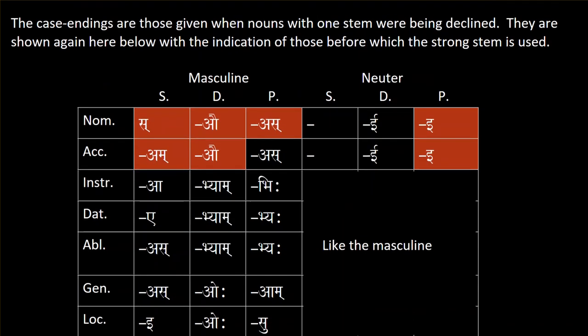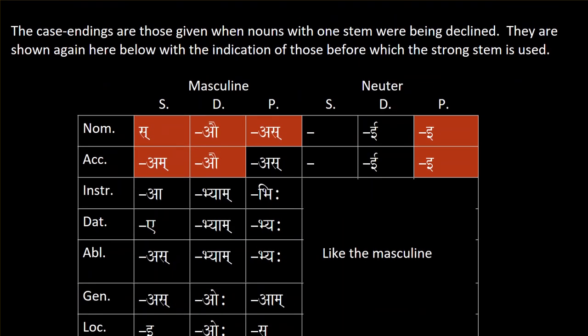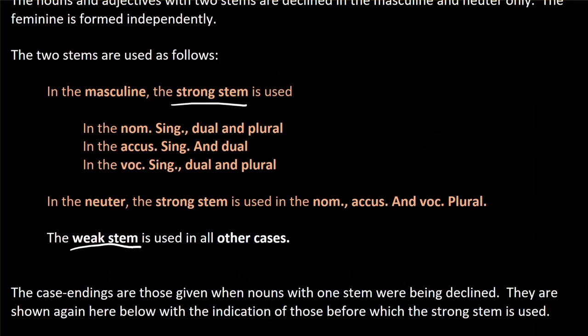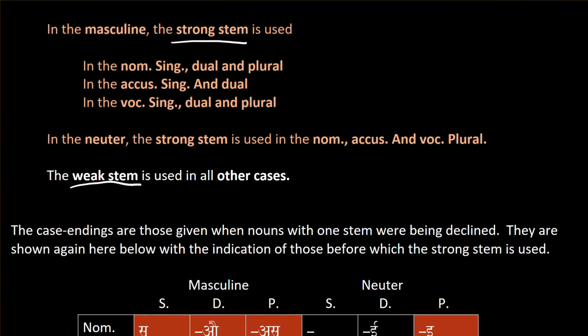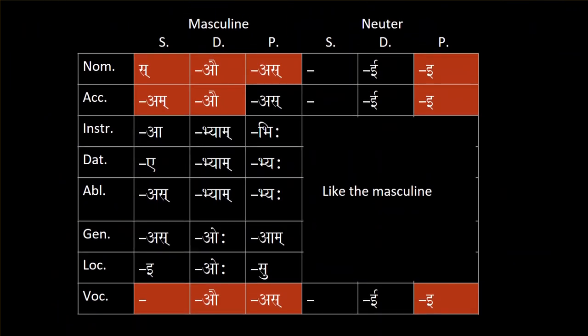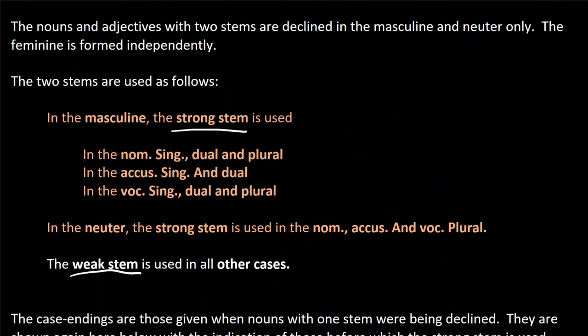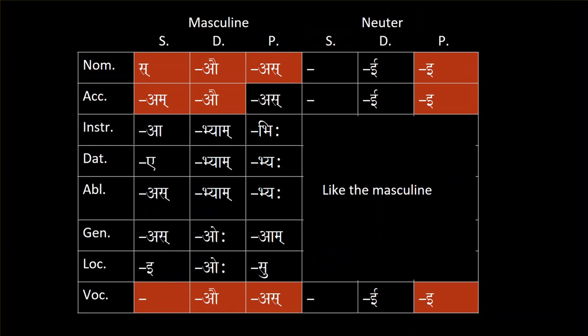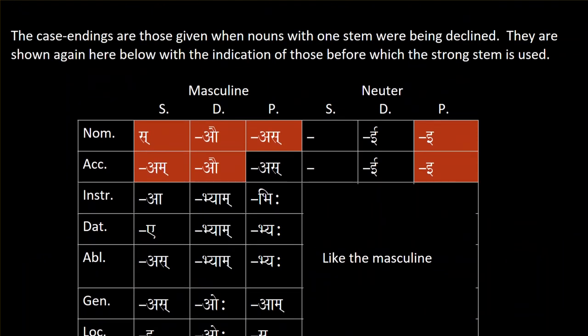And as you can see in the top here, it says the case endings are those given when nouns with one stem were being declined. They are shown again here below, with an indication of those before which the strong stem is used. So again, the strong stems are highlighted here in red and orange, coordinating in colors here in the table. And the rest that are not highlighted in red, those are going to be used for the weak stems.